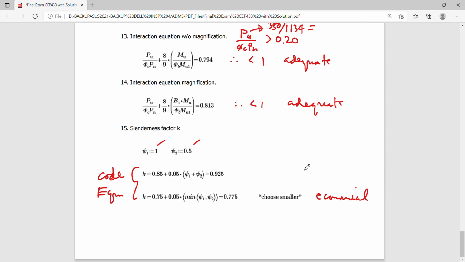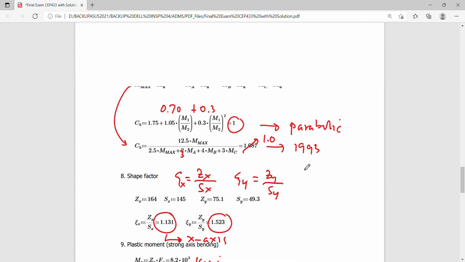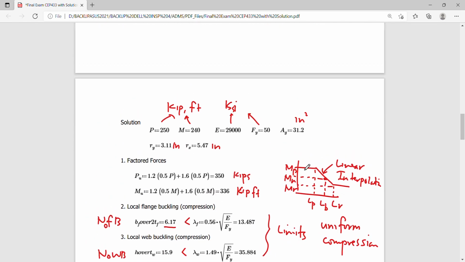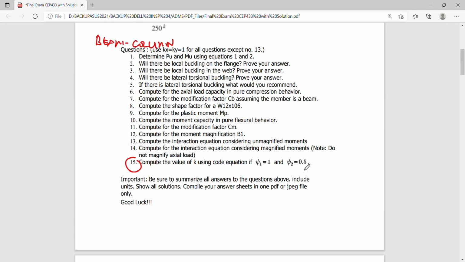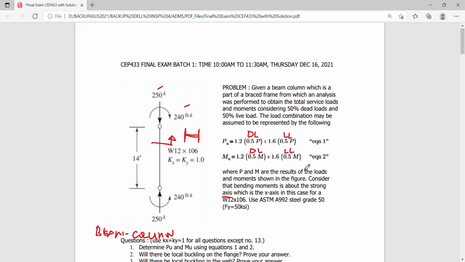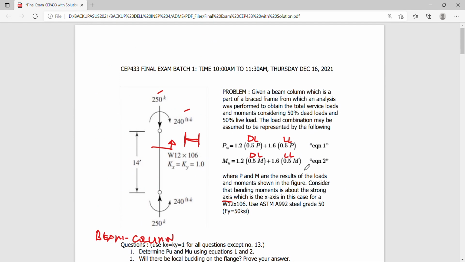So that ends the complete solution on how to deal with beam columns considering braced frames. I hope you have learned this simple procedure in the analysis of steel columns using the AISC moment magnification method.